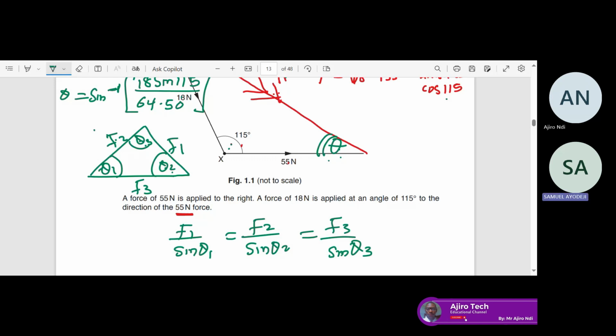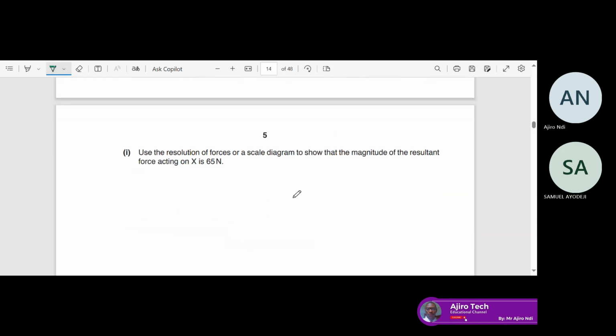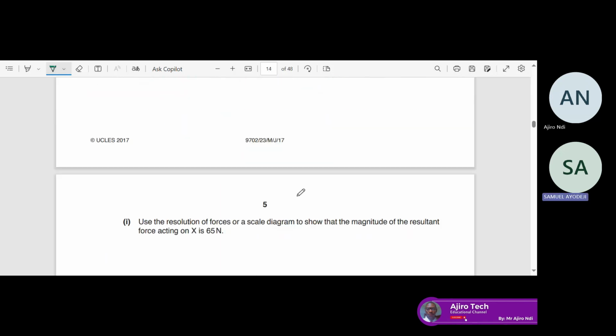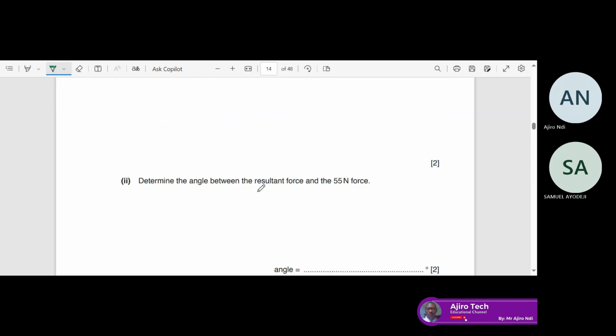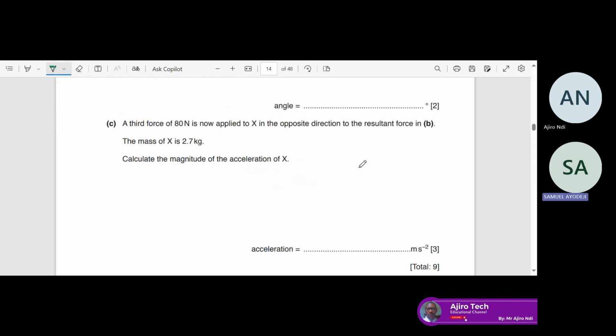Yes, sir. We can move on. Okay, this is the way the question goes. I've done this one now: determine the angle between the resultant force and 55. We've done that, so now question C.